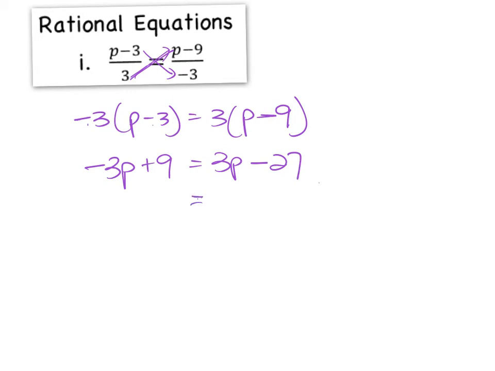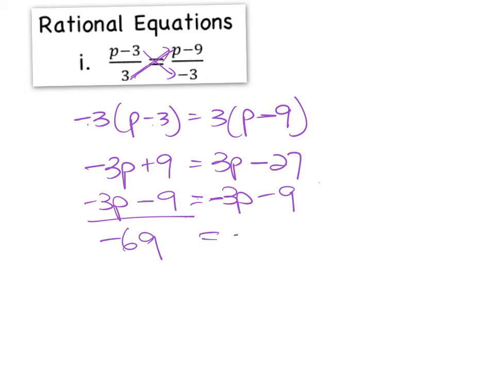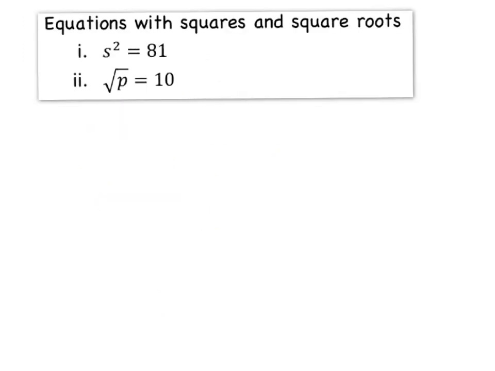Now we solve. We don't want the 3p on the right-hand side, so we minus 3p from both sides. And we don't want this 9 on the left-hand side, so we'll minus 9 from both sides. And that will give us minus 6p is equal to minus 36. We divide both sides by minus 6. And we get that p is equal to a positive 6.